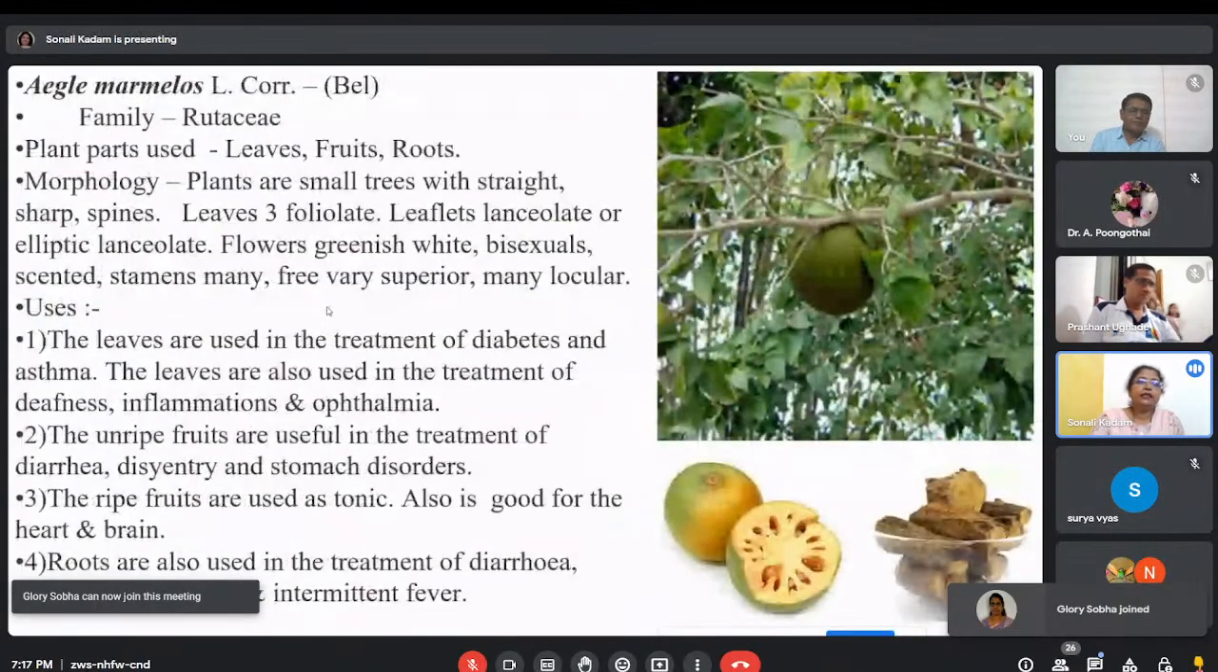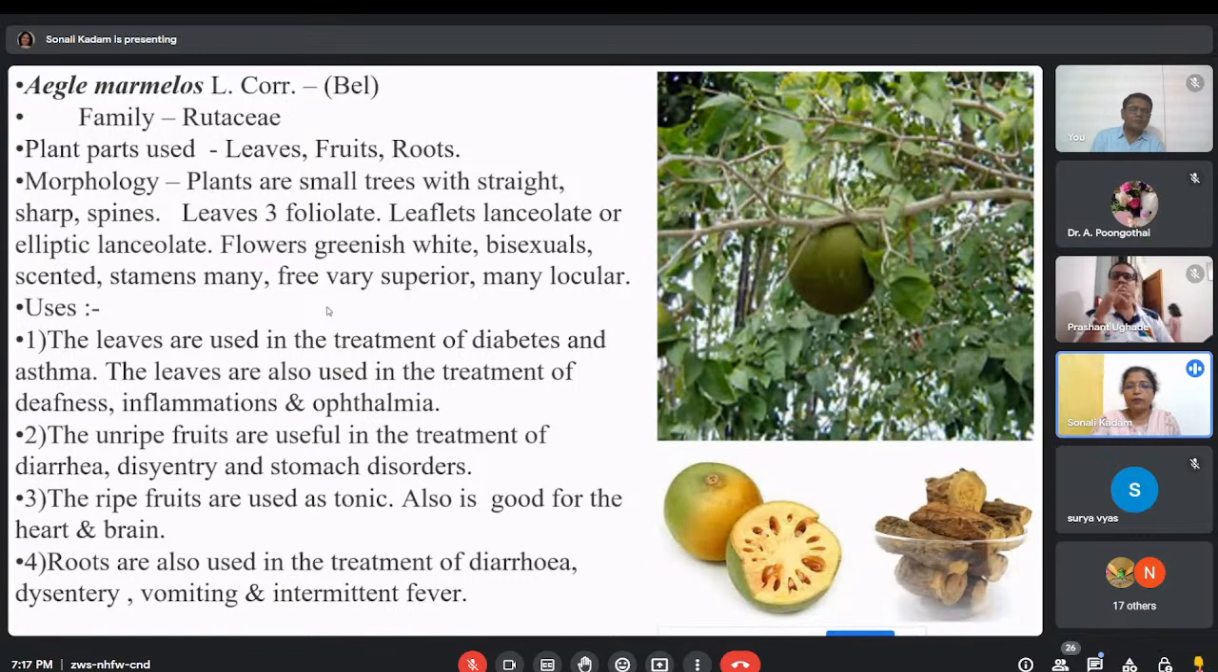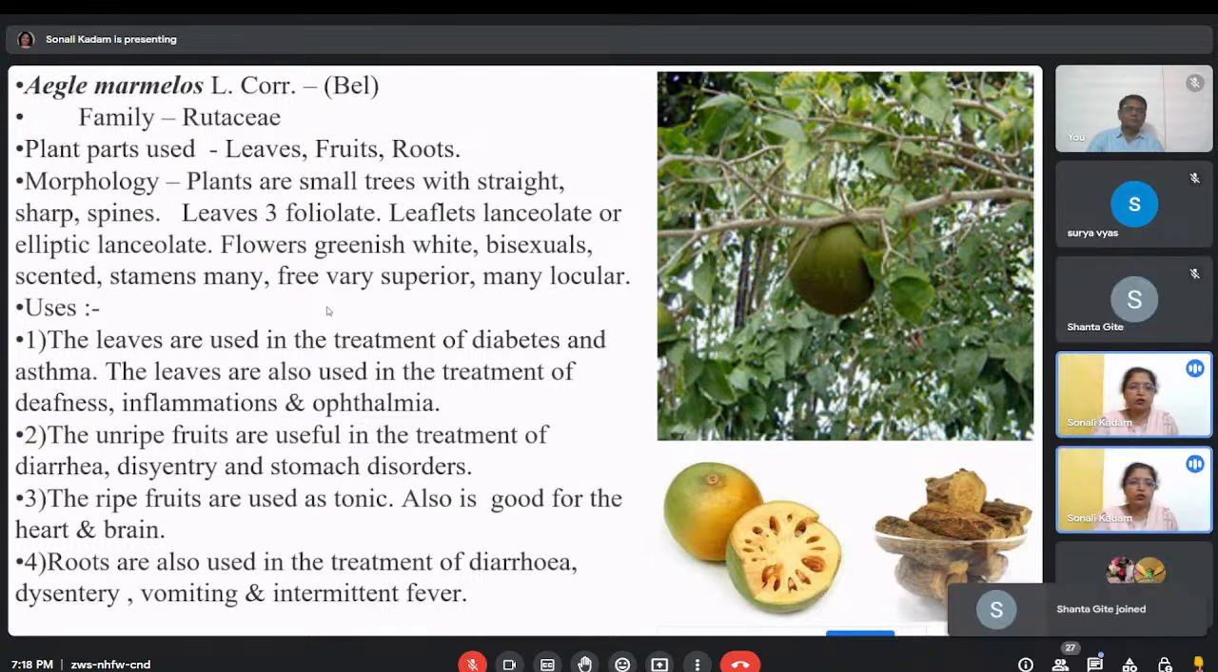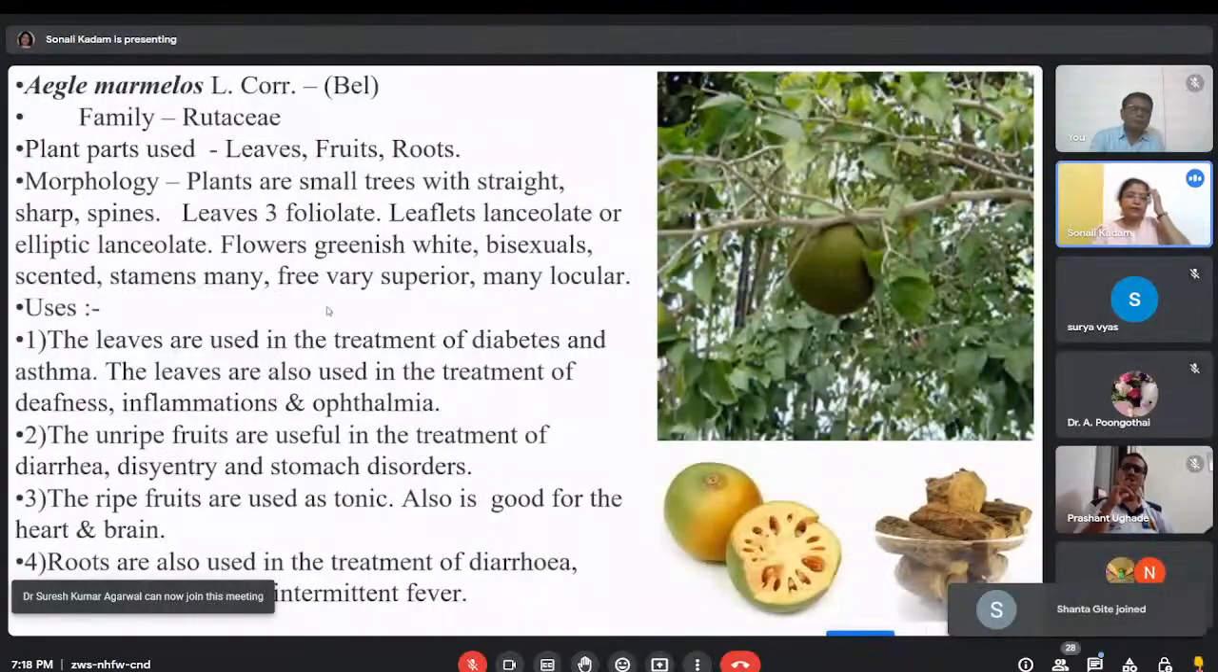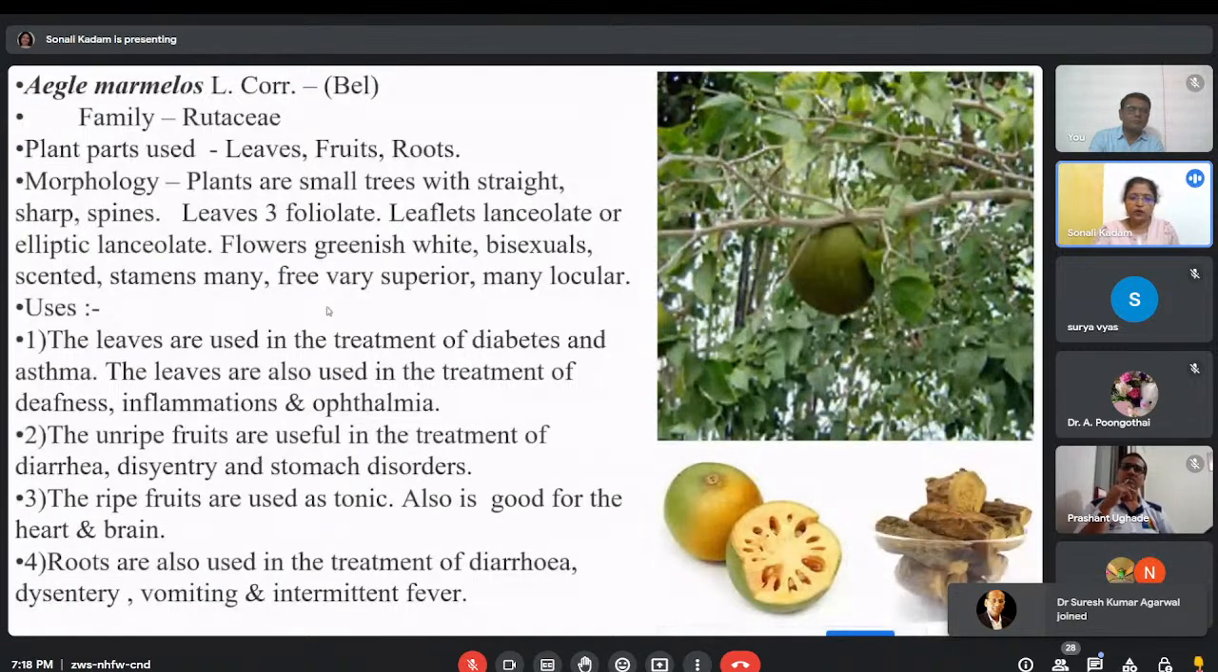Then the bael. Okay, bael patra we always use, and so this is a bael. This is a fruit of the bael. Okay, and the leaves are also used for diabetes and asthma, and also for the treatment of deafness, inflammation, or ophthalmia, meaning whatever the problem with the eyesight, it is also cured with this type of leaves. Okay, then the unripe fruits are used for diarrhea, dysentery, and stomach disorders. Okay, the fruit should be consumed in the form of juice. You can prepare the juice and consume it. It relieves heat, and also it is a good tonic for heart and brain.